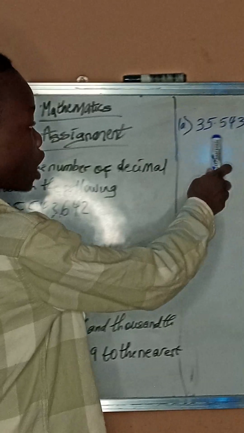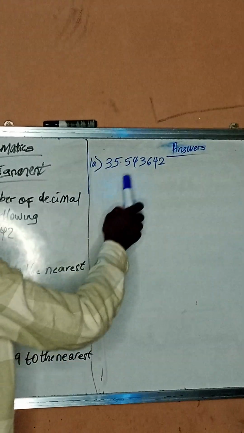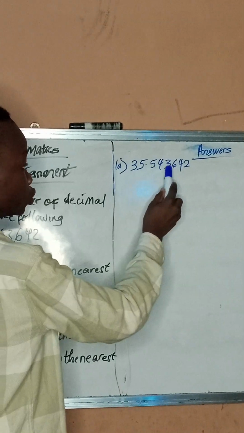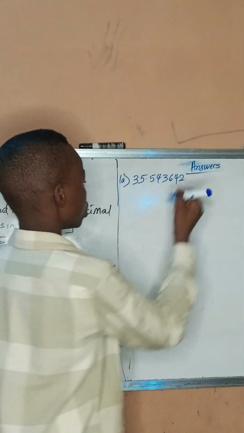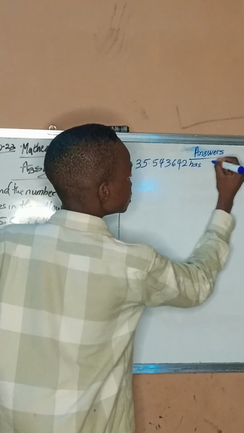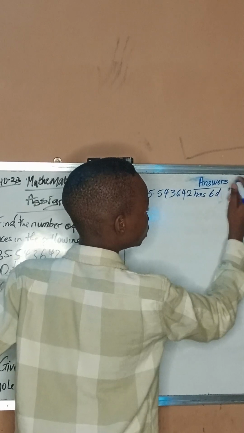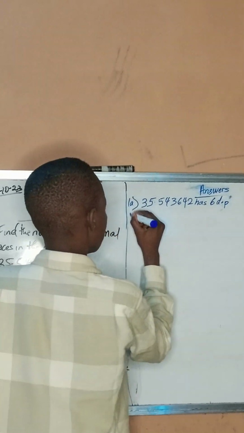35.54362. Let's count how many numbers we have after the decimal point. Those are the decimal places. So 1, 2, 3, 4, 5, 6. So 35.54362 has 6 decimal places.